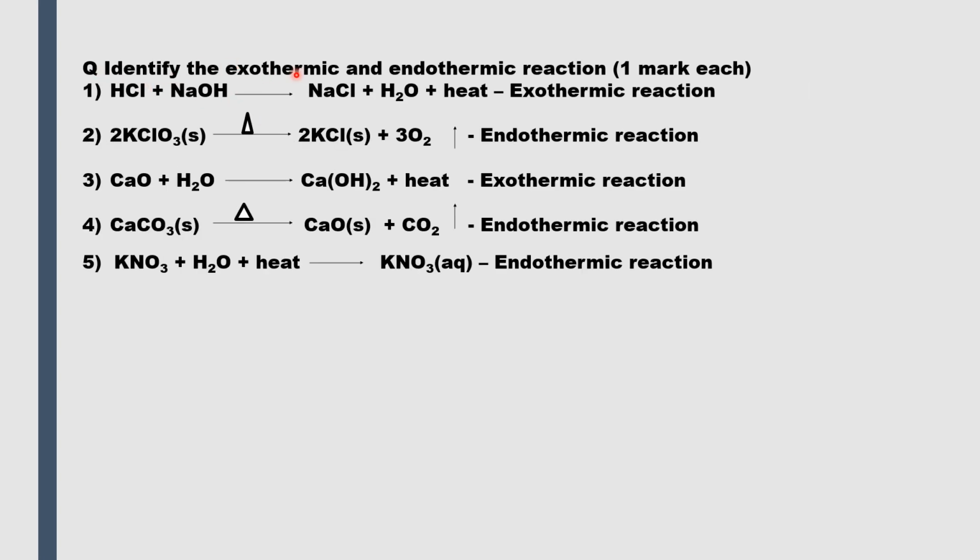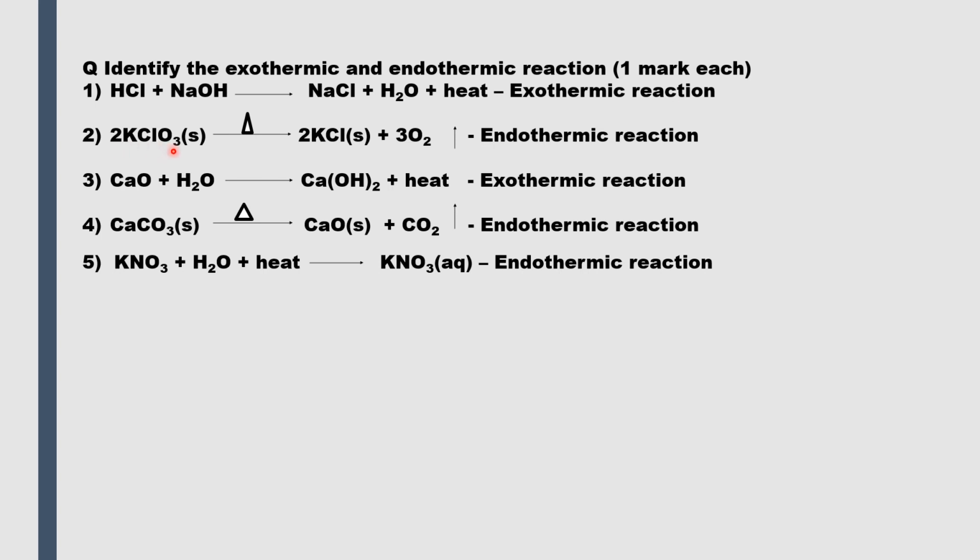Identify the given reactions as endothermic or exothermic. This is how endothermic and exothermic reactions are asked for 1 mark each. So the first reaction is hydrogen chloride reacts with sodium hydroxide to form sodium chloride and water, and you can see there is evolution of heat energy. So since heat is evolved during the chemical reaction, it is an exothermic reaction.